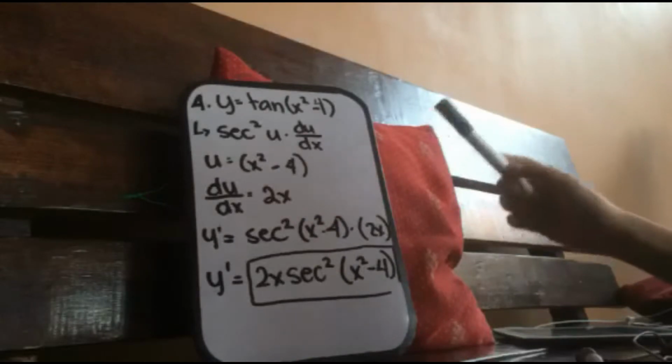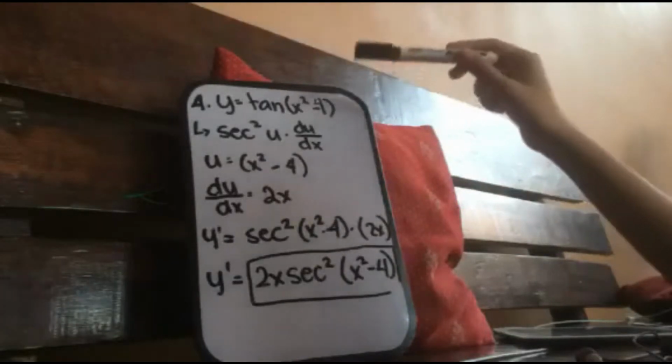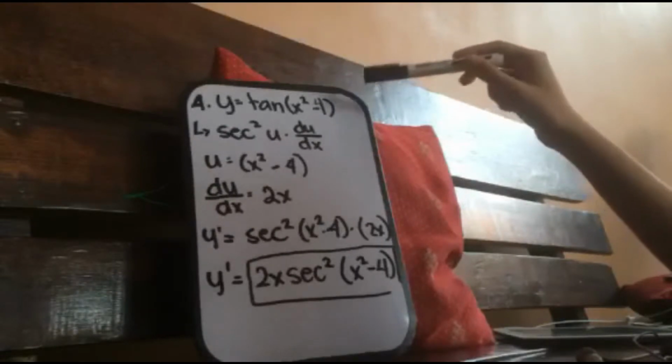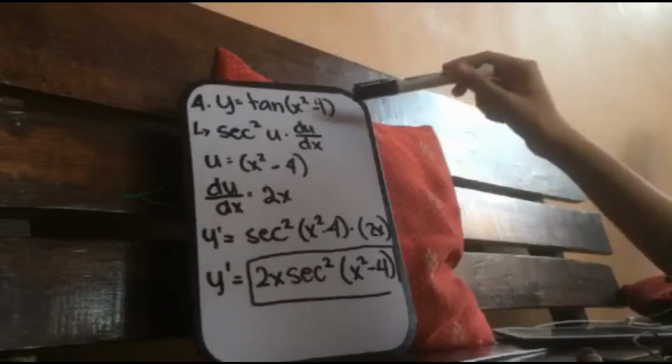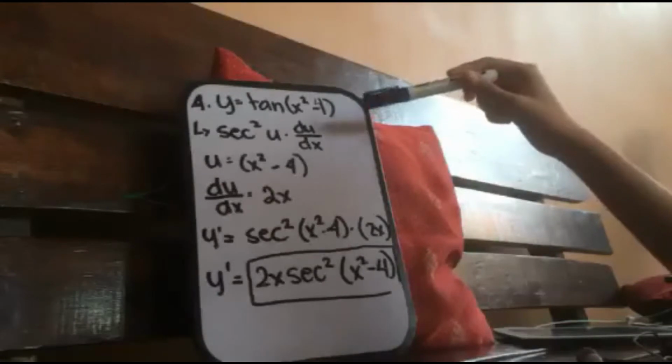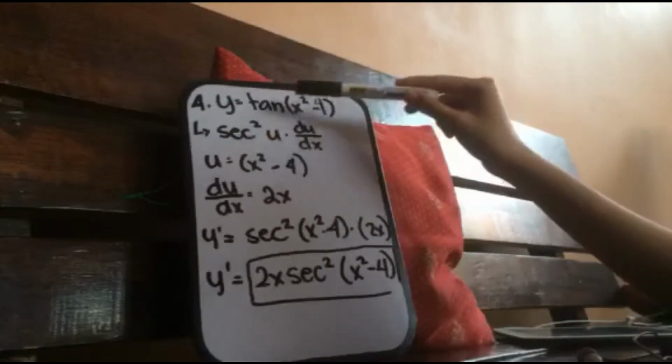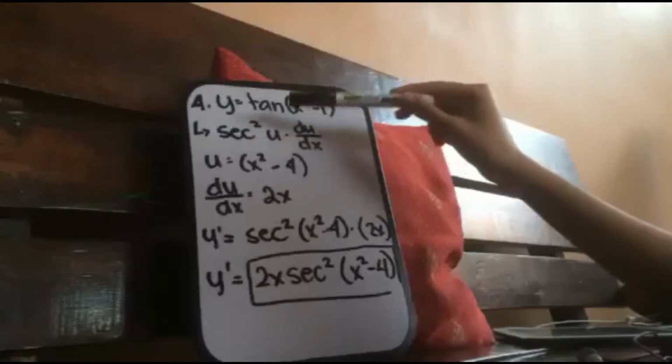So, for example, number 4, we have y is equal to tangent of x squared minus 4. So, ang gagamitin natin na formula is secant squared u times du over dx. Kaya siya naging secant squared kasi yung derivative ng tangent is equal to secant squared.